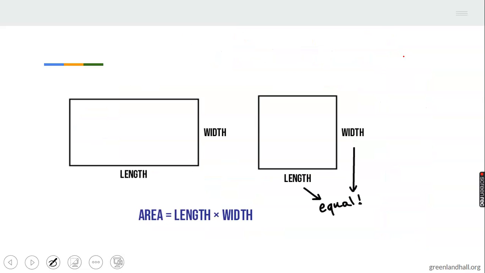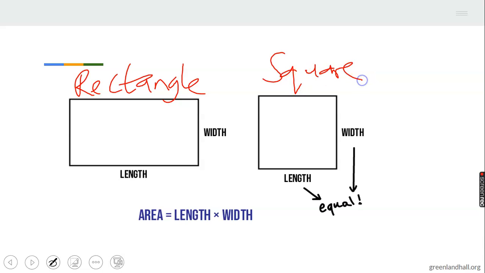Now take note, this is a rectangle, while this is a square. What's the difference between a rectangle and a square? A rectangle has 2 long sides and 2 short sides. The 2 long sides are equal and the 2 short sides are equal. These 2 are the same length, and these 2 lines are the same length too.